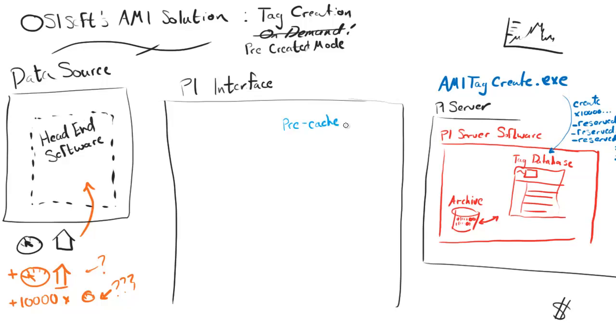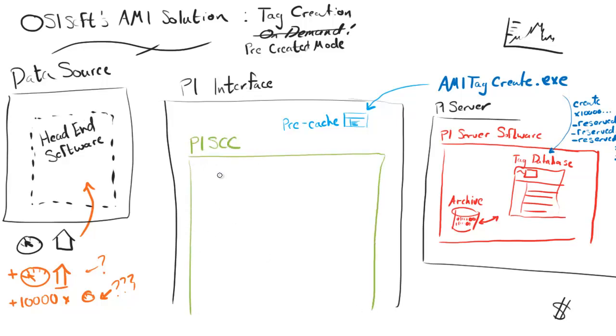Okay, now one important note about this is if we use AMI tag create, it will create a file called the precache file. Now what the precache does is it informs PiSCC about all these reserved tags that are there, because PiSCC otherwise wouldn't know about them. It's important that the pre-cached file is never deleted. It's a permanent record of all the tags that were reserved in the first place for PiSCC to keep track of them.